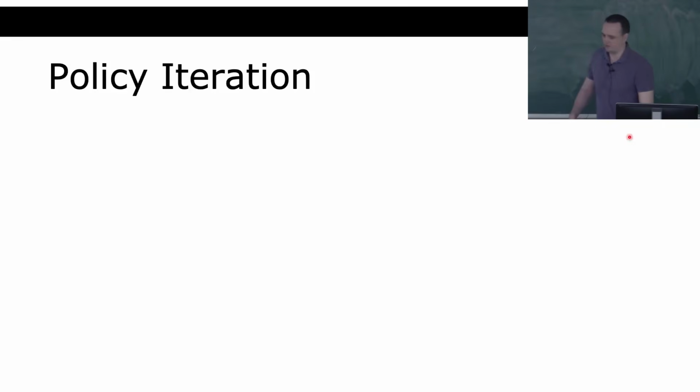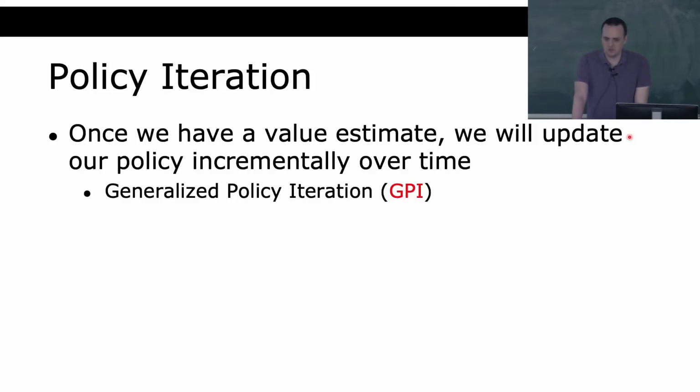So this is called policy iteration. We went over this a little bit at the very end of the last lecture, but once we have a value estimate, that is new information, right? And we use that new information to update our policy, and then we're going to use that new policy to update our information, and then we're going to use that new information to update our policy. And this is called policy iteration, or generalized policy iteration, or GPI.